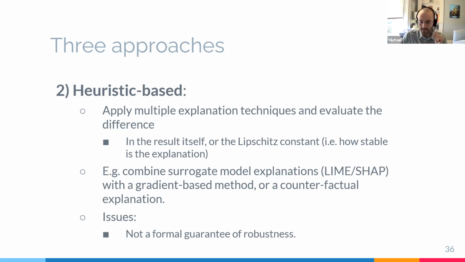I think another interesting aspect of that is to look at this Lipschitz constant, which, remember, tells us how stable the explanation is. Because if we have one model which is extremely stable, i.e. has a low constant, and another which is extremely unstable, i.e. has a high constant, again, it's a bit of a clue that something might not quite be right.